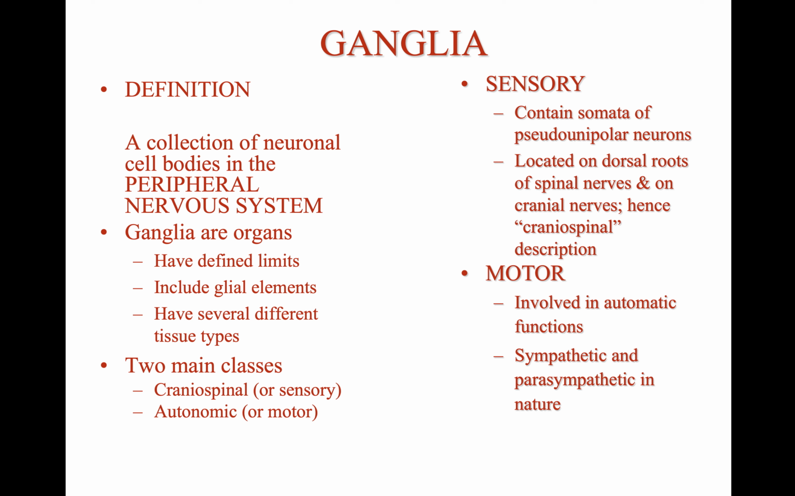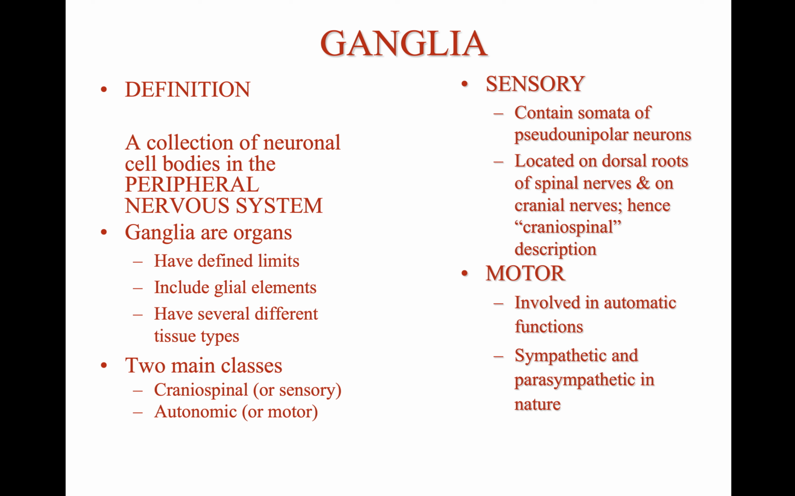Today we're going to discuss the ganglia. Ganglia are collections of neuronal cell bodies in the peripheral nervous system. As I said, neuronal cell bodies are usually found in the area of the central nervous system. Whenever they are found outside the central nervous system, in the peripheral nervous system, we call them ganglia. Ganglia are considered an organ because they have a defined limit. We will see they are most of the time surrounded by a capsule.